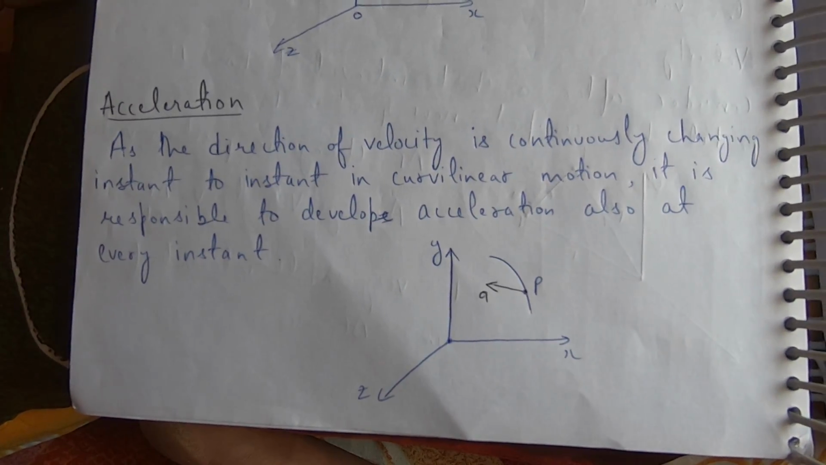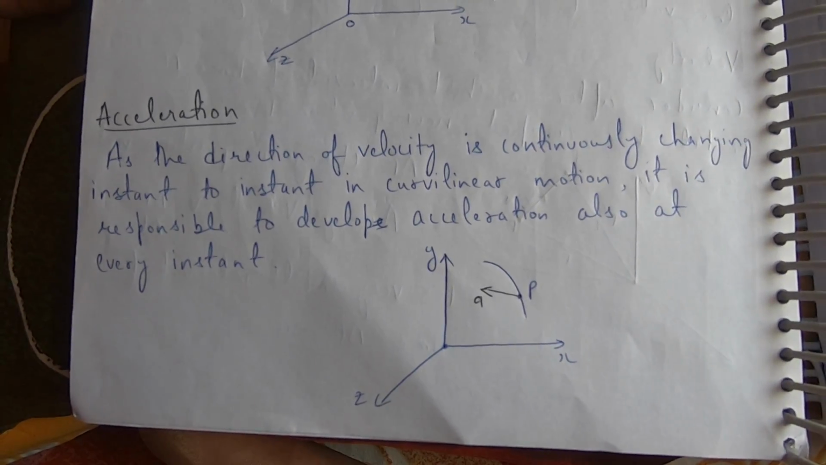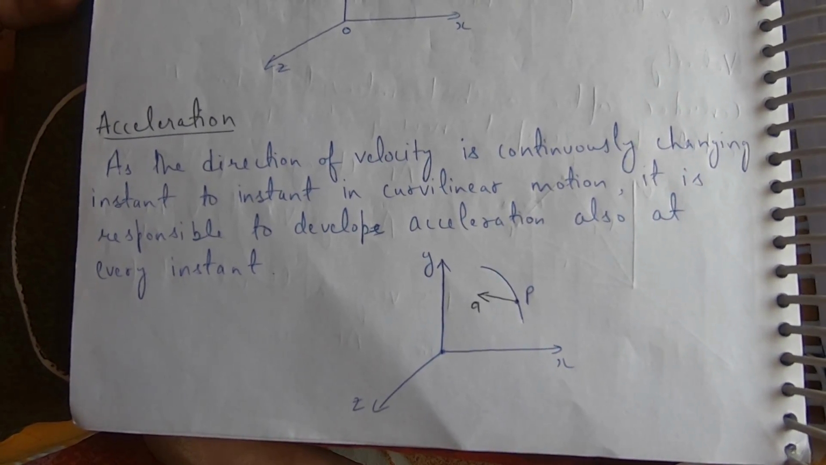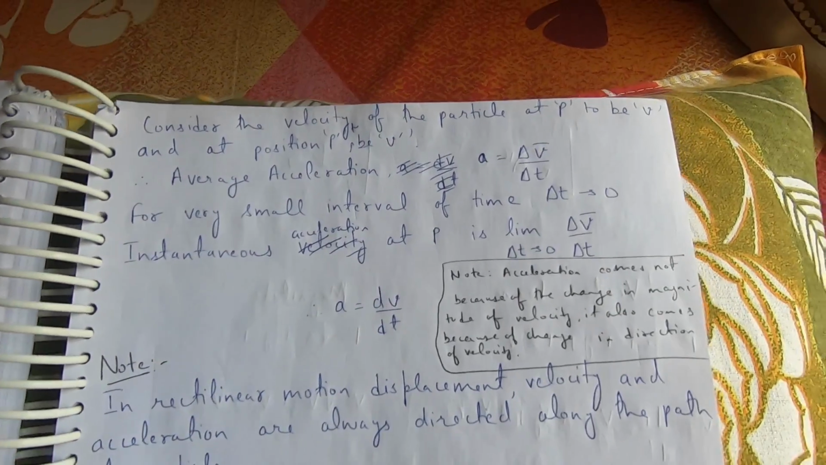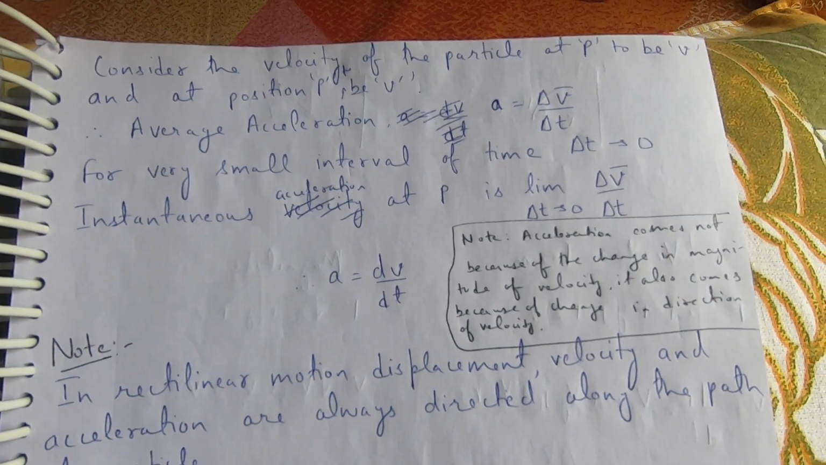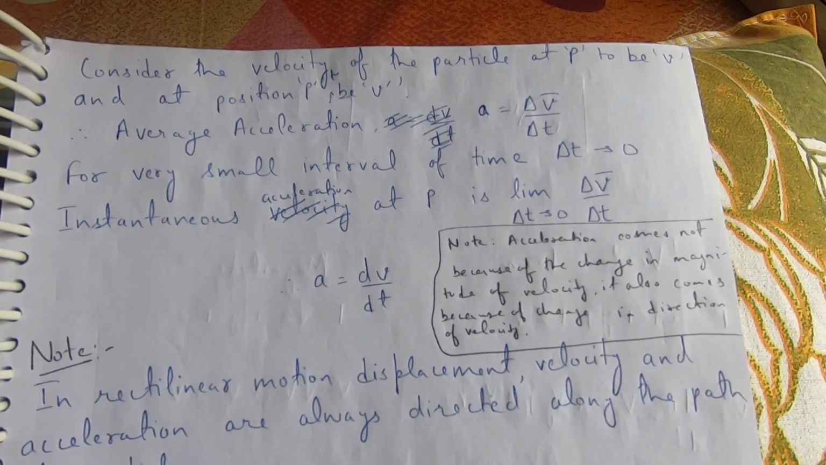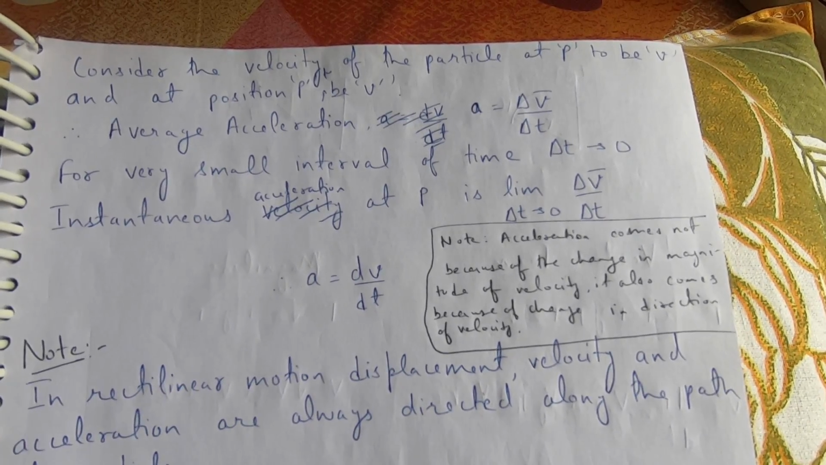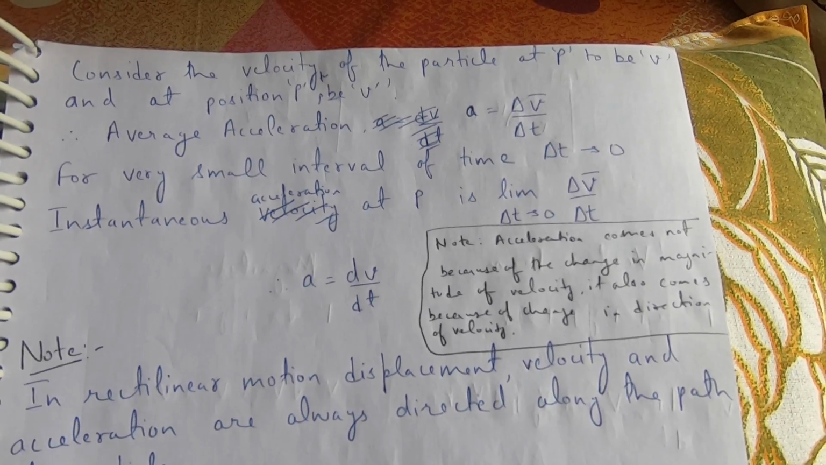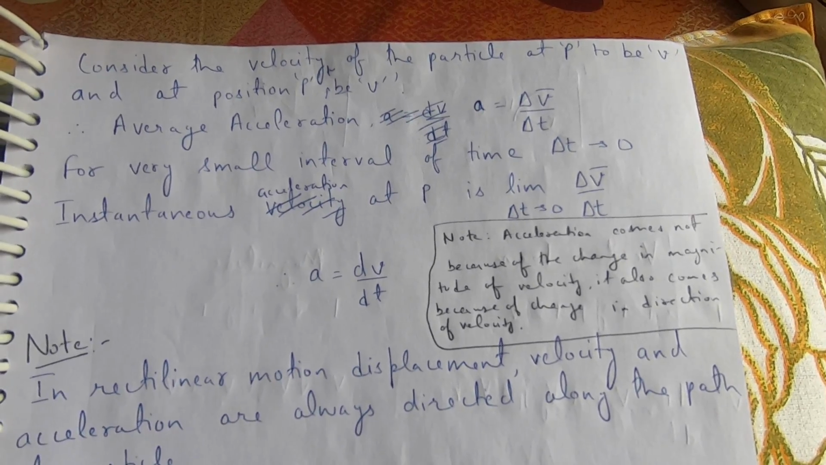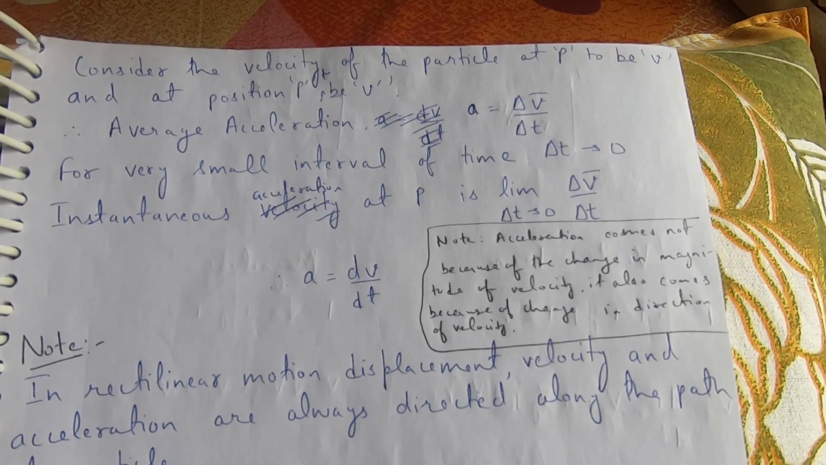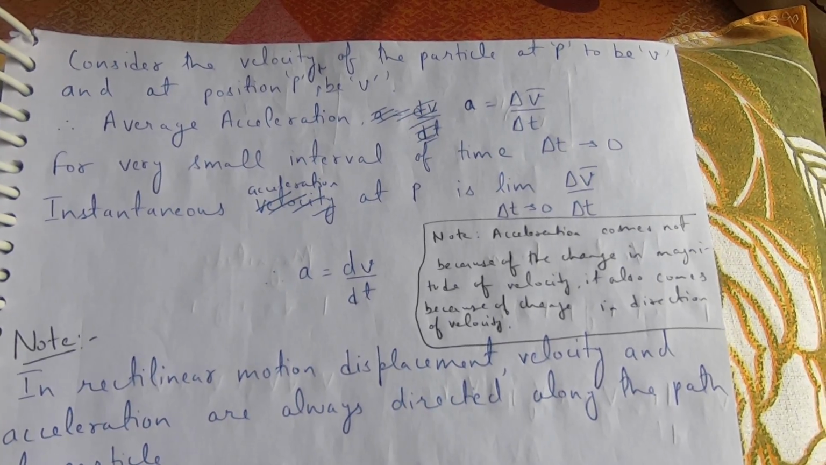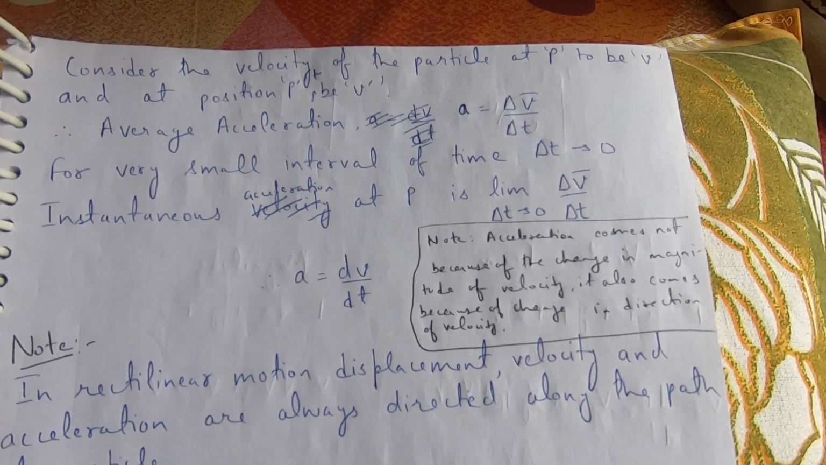The direction of velocity is continuously changing from instant to instant. In curvilinear motion, this is responsible for developing acceleration also at every instant. Consider the velocity of the particle at P to be v and at position P prime to be v prime. Average acceleration a is equal to delta v bar by delta t. For a very small interval of time, delta t tends to 0. Instantaneous acceleration at P is the limit as delta t tends to 0 of delta v bar by delta t. A is equal to dv by dt.